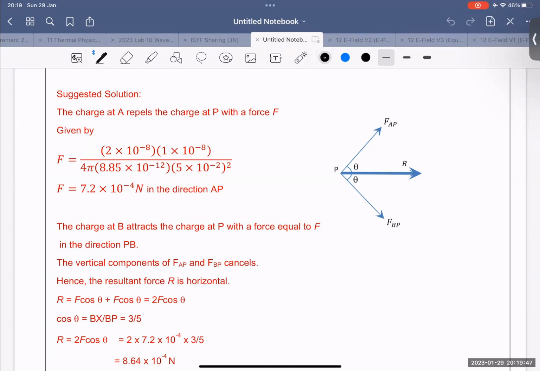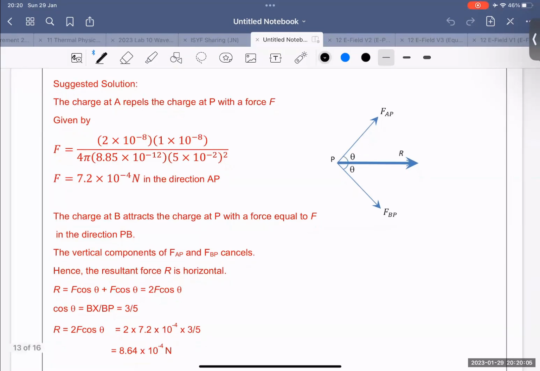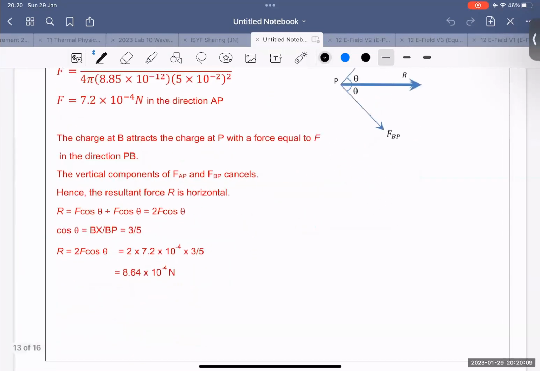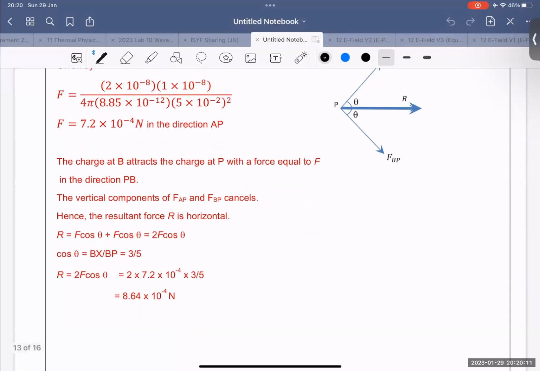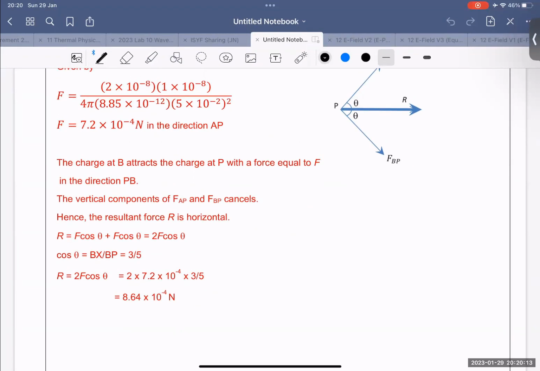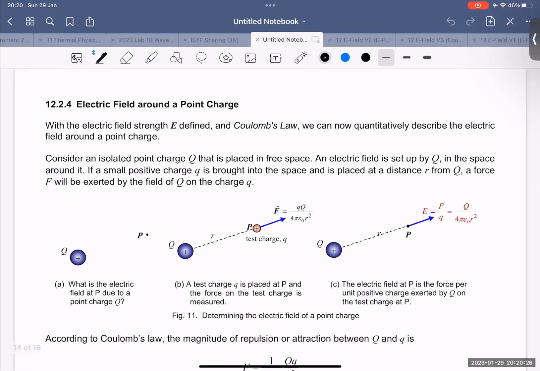The vertical components of F_AP and F_BP cancel, hence the resultant force R is horizontal. So the magnitude is given by the sum of the components, which is 2F cosine theta. You can find cosine theta given by Bx over BP. From there, we can find the resultant force, which is 8.64 times 10 to the power of minus 4 Newton.